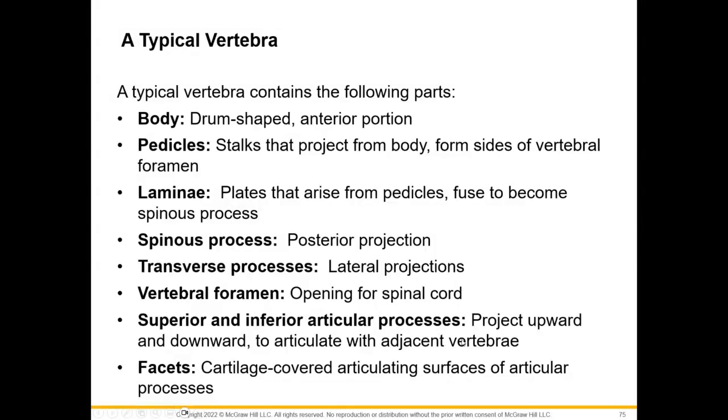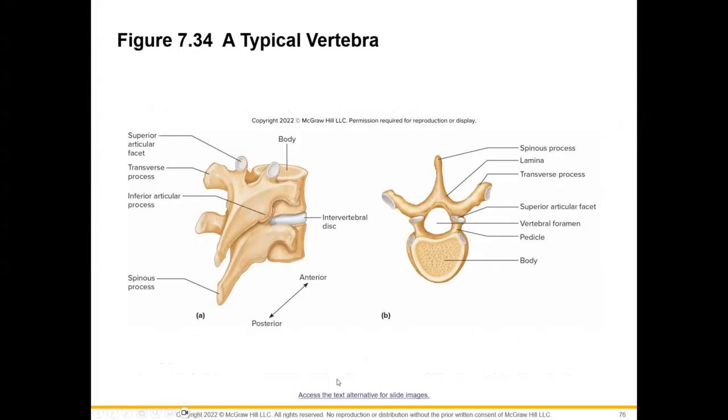You have the superior and inferior articular processes. They project upward and downward, and they articulate with each adjacent vertebra. So they sit on top of each other. The facets, these are cartilage-covered articulating surfaces of the articular processes.